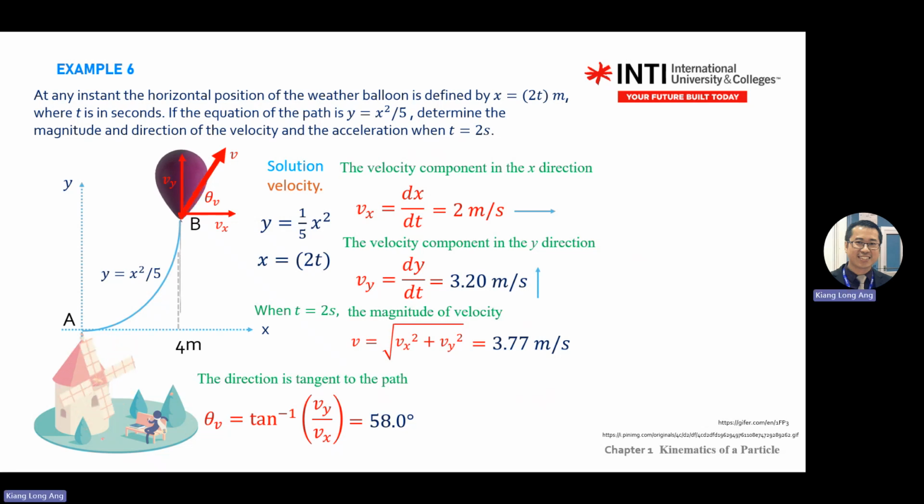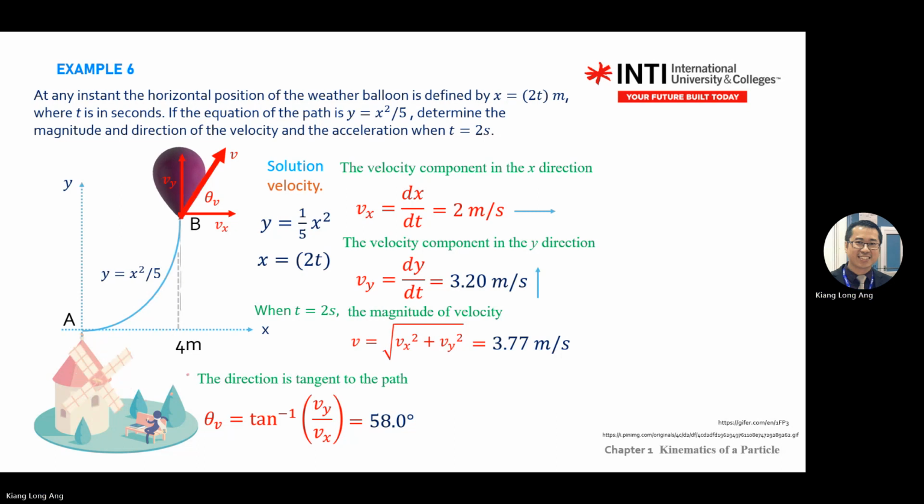Okay, what is your Ax? If you want to find your acceleration in X direction, what is your Ax? You take what? dV dt, right? In X direction. What is the value of Vx? 2. So what is your Ax? 0, because there's no t there.